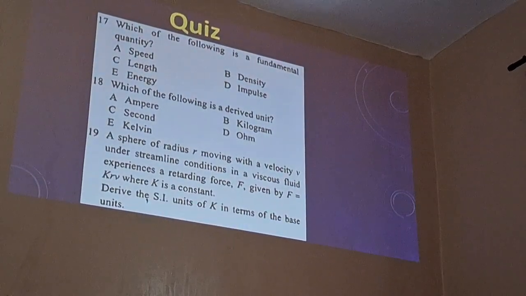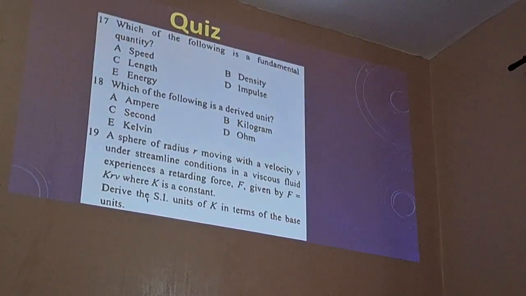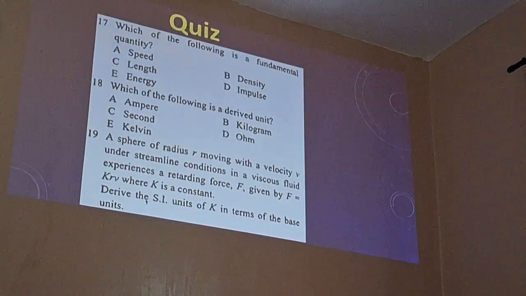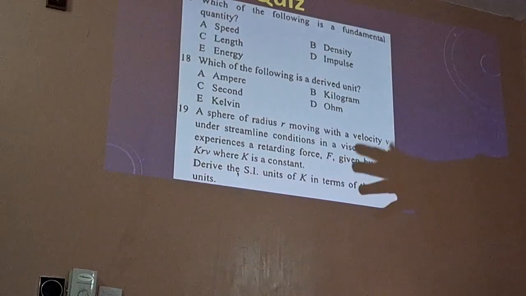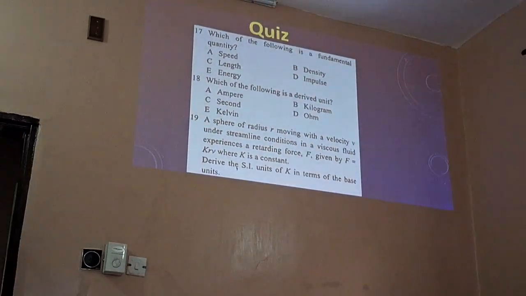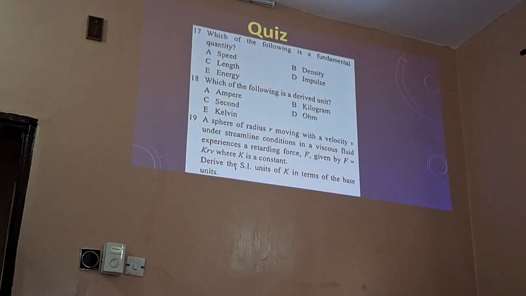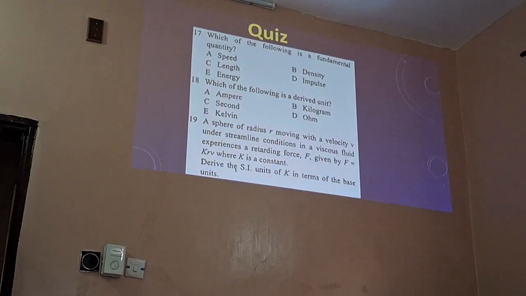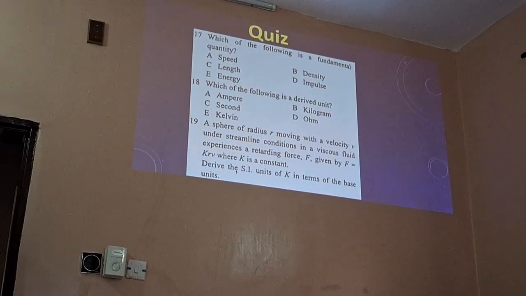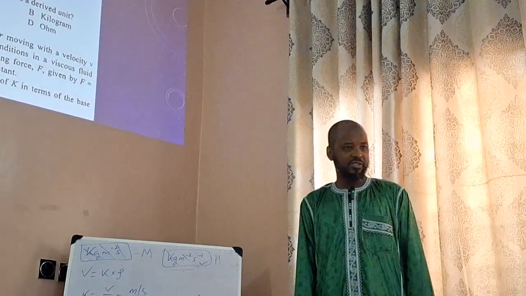Which of the following is a derived unit? Good. Anyone? D, ohm. Okay. So ampere, second, Kelvin, and kilogram, they are all fundamental units. And ohm is the unit of resistance, isn't it? In electricity, you will learn about resistance.